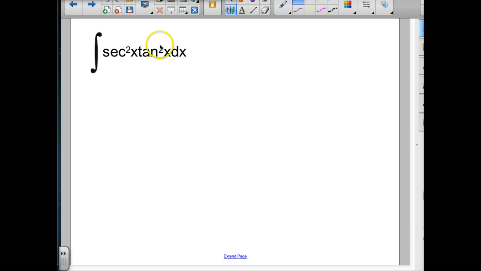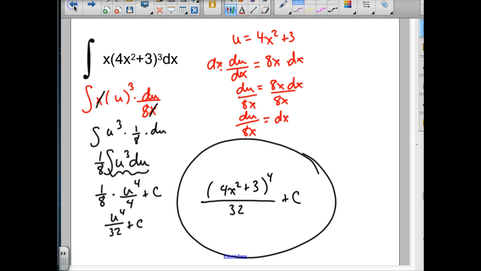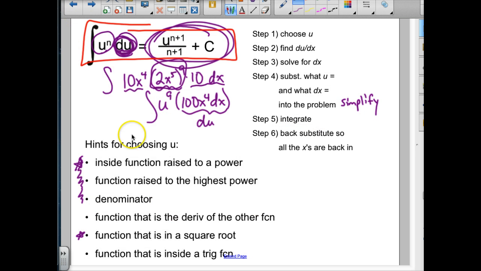Here we've got two things that are raised to the same power. They're multiplied together. It's like this: secant squared x times tangent squared x. We can't multiply them together, so we've got to choose one of them as u. Going back to our list of things to choose for u, they're both raised to the same power, so we can't do an inside function raised to a power. We've got two of them.